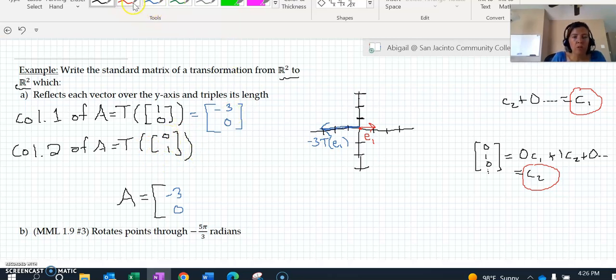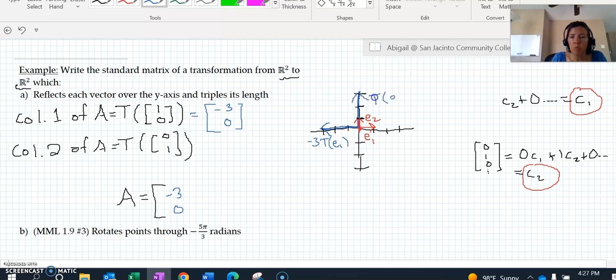Okay, so let's draw the picture over here. So E2, the vector 0, 1. I like to draw it as a vector from the origin to the point 0, 1 right here. So here's E2. If we apply this transformation, so reflect it over the y-axis, well, if it's sitting on the y-axis, it doesn't reflect anywhere, and then triple the length. So if we triple the length, it goes from 1 unit long to 3 units long.